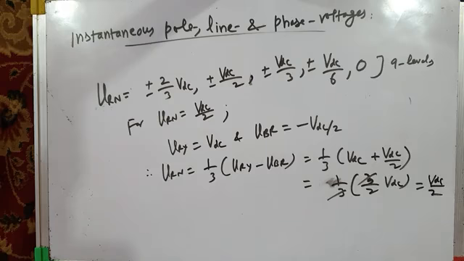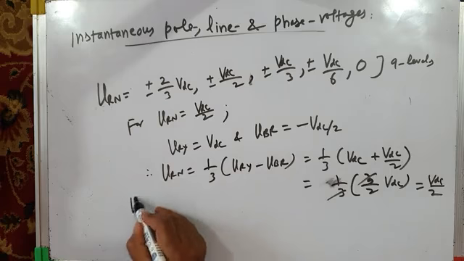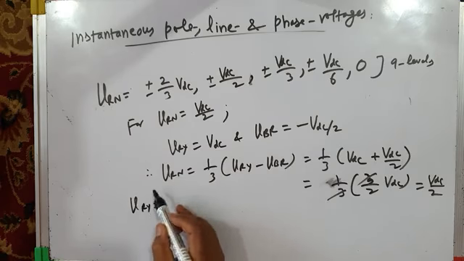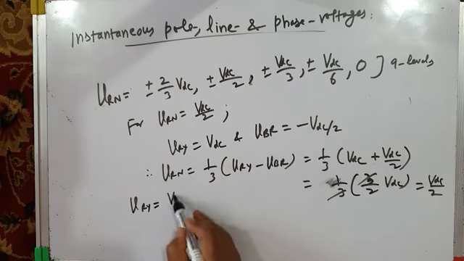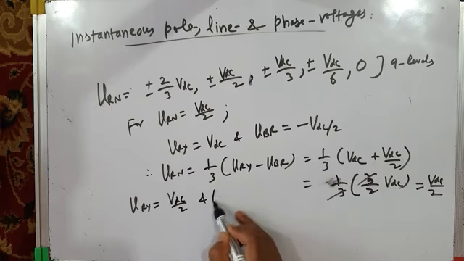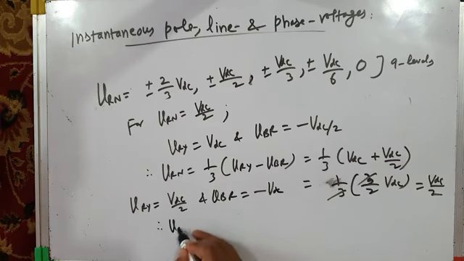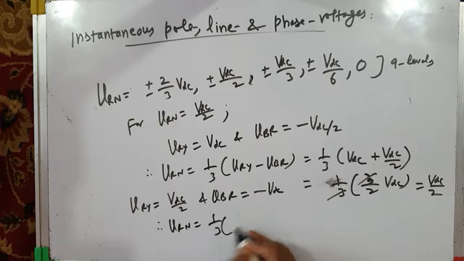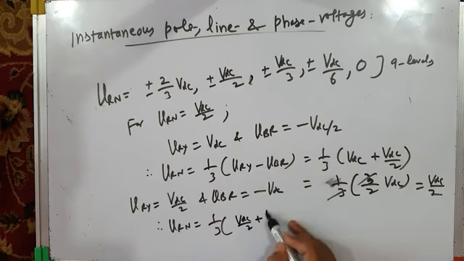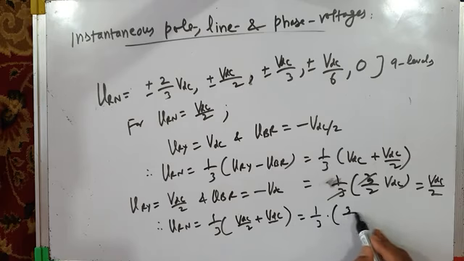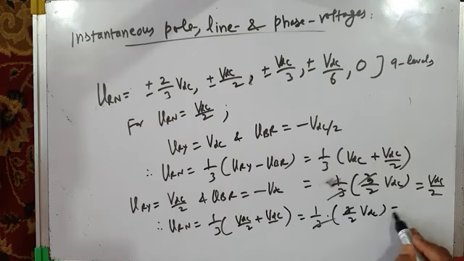This is one possibility. But you may have another possibility. Another possibility may be that VRY is equal to VDC by 2 and VBR is equal to minus VDC. So therefore VRN is 1 by 3 times, what is VRY? VRY is VDC by 2, minus into minus is plus VDC. So this is 3 by 2, 1 by 3 into 3 by 2 VDC. 3 and 3 again go, so it is VDC by 2.